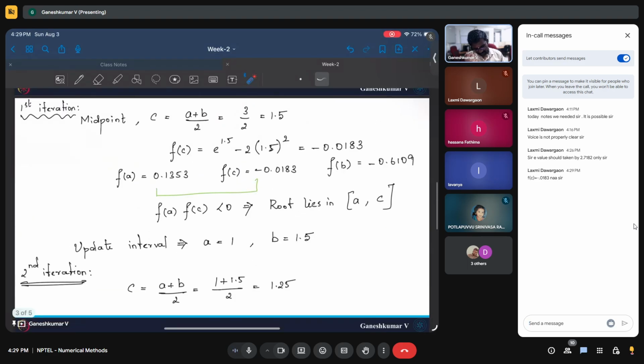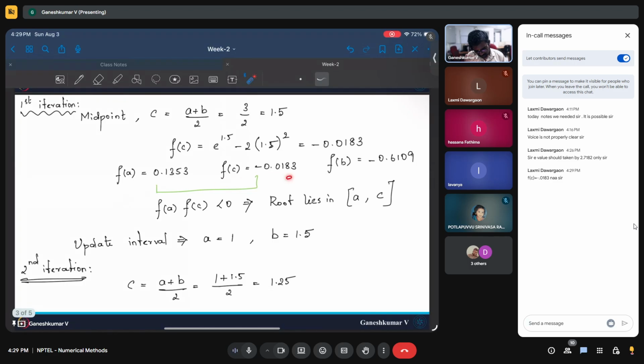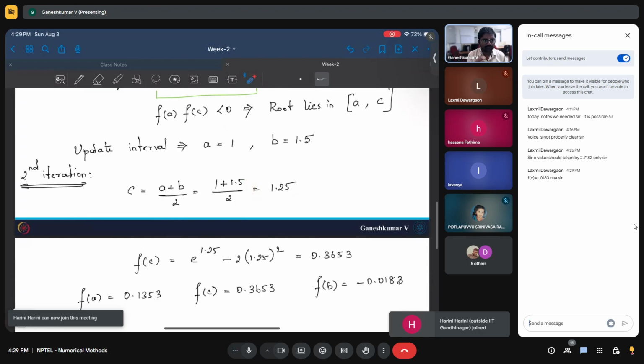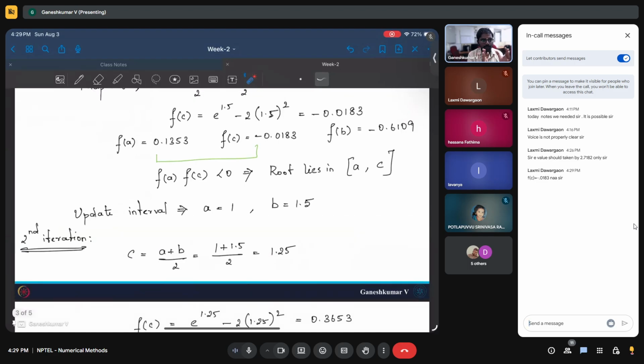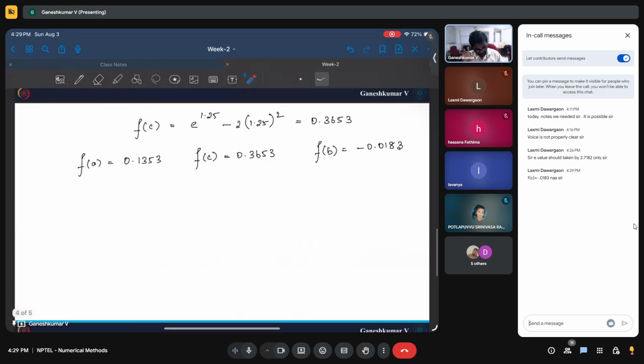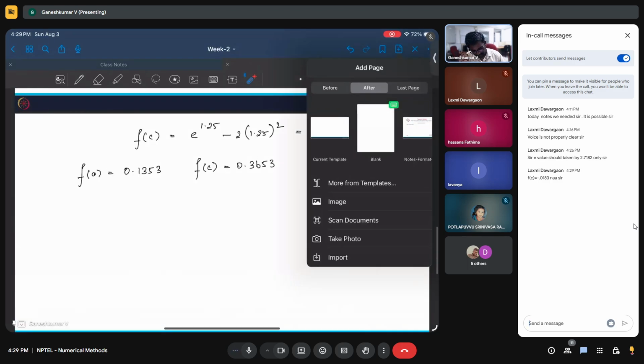So as I was saying, what you found is the midpoint is somewhere closer to 0.0183, and this corresponds to 1.5. So which means your value is going to be somewhere near 1.5. So ideally it is useless to calculate what is going to be 1.25 or what is going to be 1.375 or whatever it is, because that is not going to tell us anything. So maybe I will do one more iteration so you guys will understand what my point is.